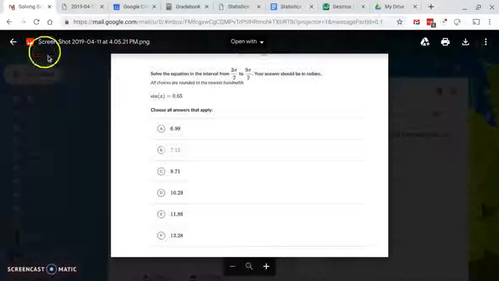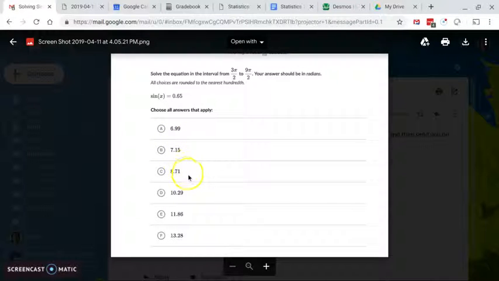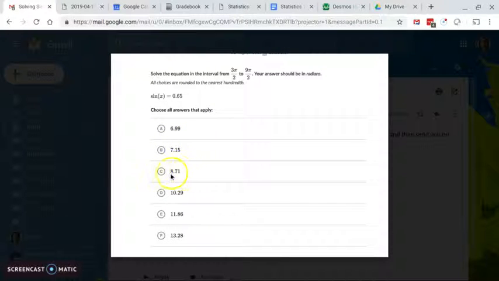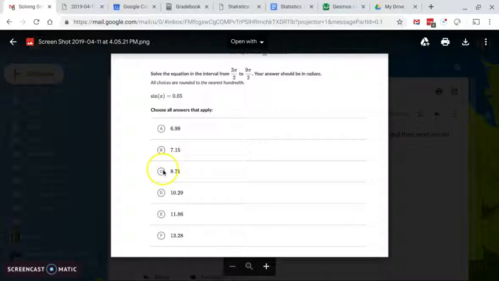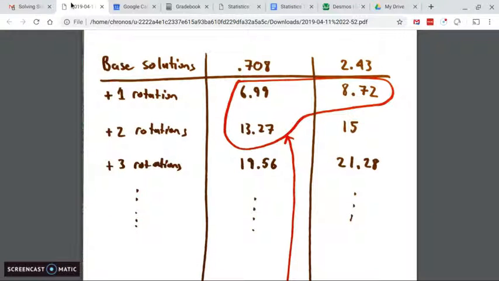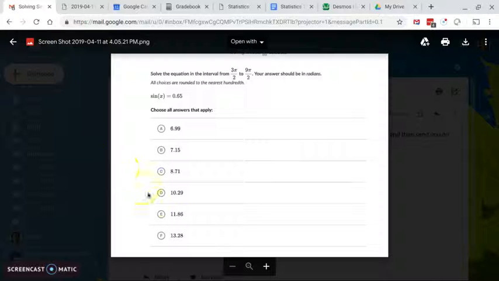So I think 6.99 was one, 8.72 I had 8.71. I would select A, I would select C, and I would select 13.27. I would select F. So I hope that helps on this problem. Those are tricky.